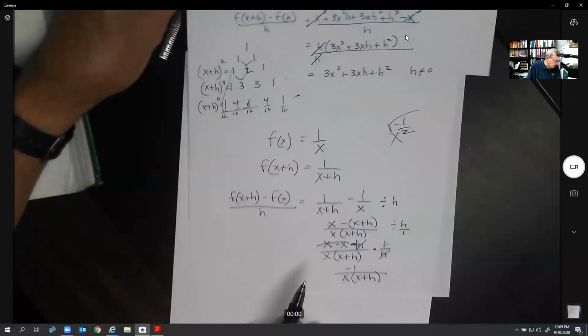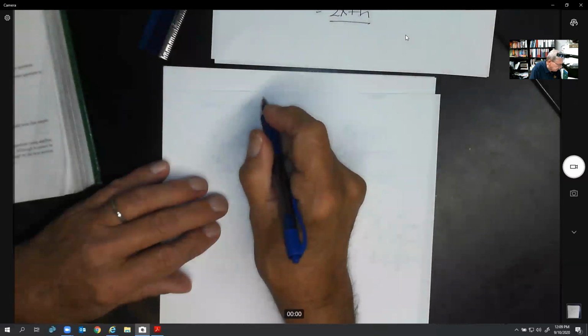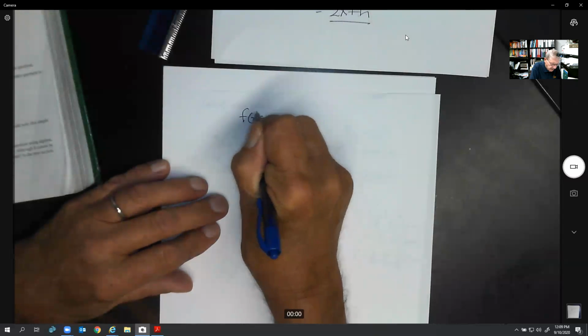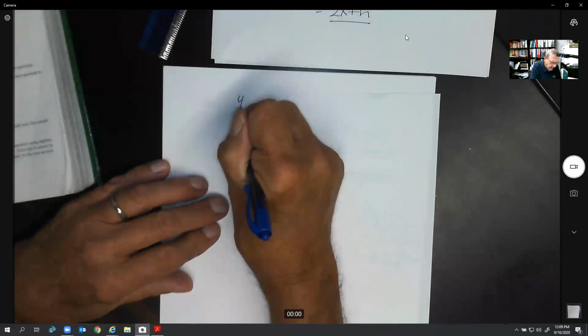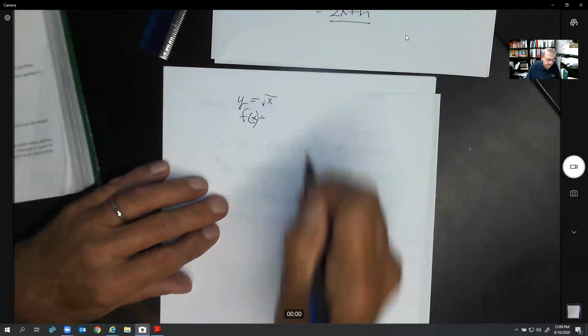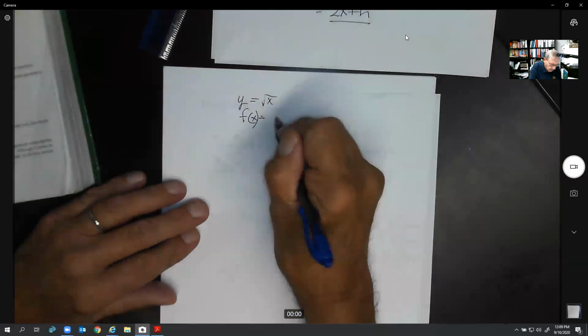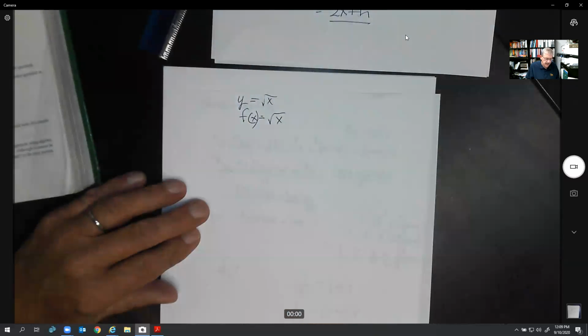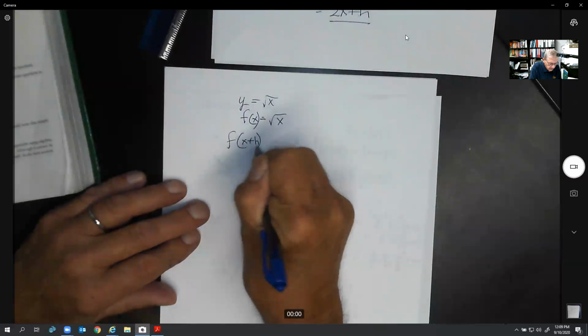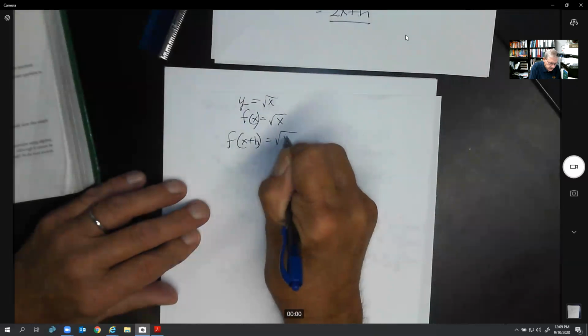Let's try another one. Last one, kind of get out of here. Let's try this problem right here. Another interesting problem. Function of x. And of course, they might try to trick you just by saying y equals the square root of x. So we're going to write it as function of x equals square root of x. Function of x plus h, what is that? Yeah, that's the square root of x plus h.